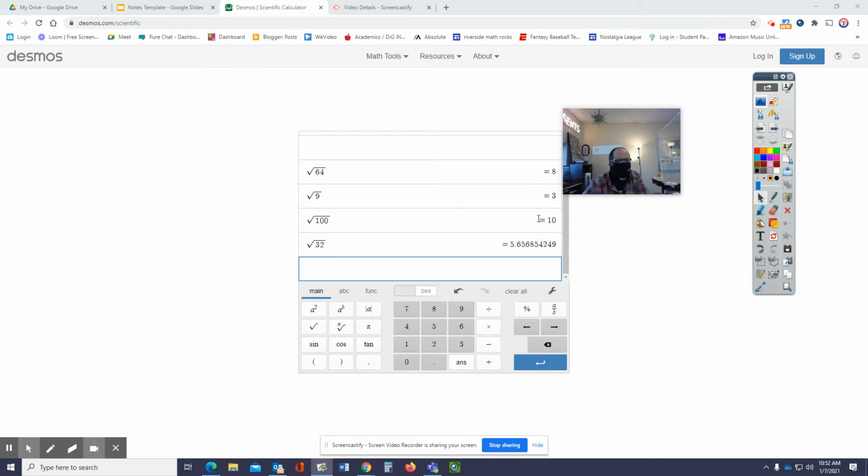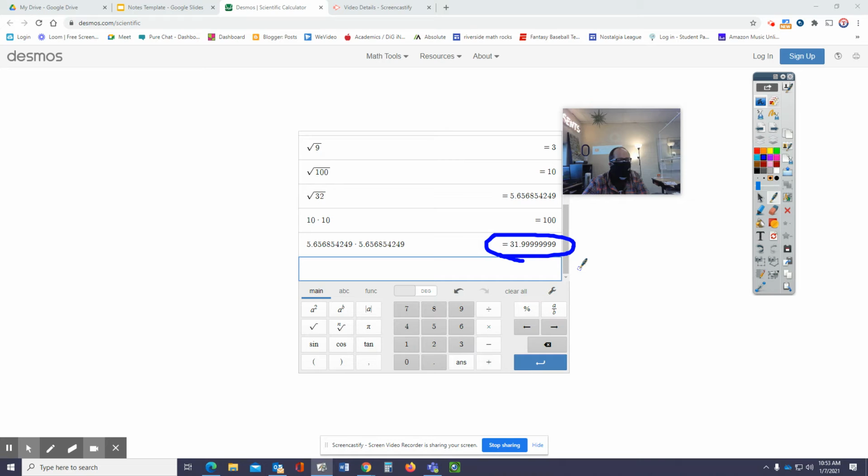Compare that to the one above it, 10. If I were to type in 10 times 10, I would end up with exactly 100. However, if I were to take the square root of 32, 5.65685429, and multiply it by 5.65685429, you'll notice it does not give me exactly 32.